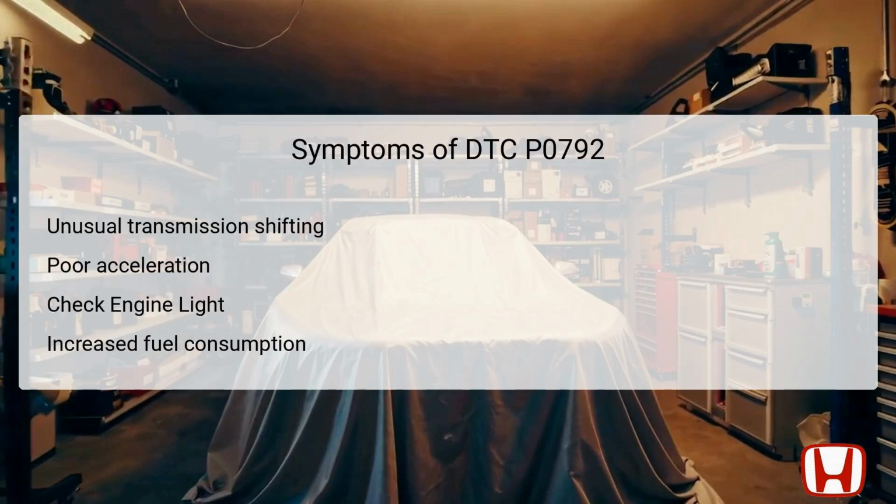The symptoms associated with DTC P0792 are primarily related to the performance of the vehicle's transmission. A common indication is unusual shifting patterns, where the transmission may hesitate, skip, or shift erratically. Drivers might also notice poor acceleration due to the CVT not receiving accurate speed input, which can severely impact performance. Another notable symptom is the illumination of the check engine light on the dashboard, which serves as a warning for various engine and transmission-related issues.